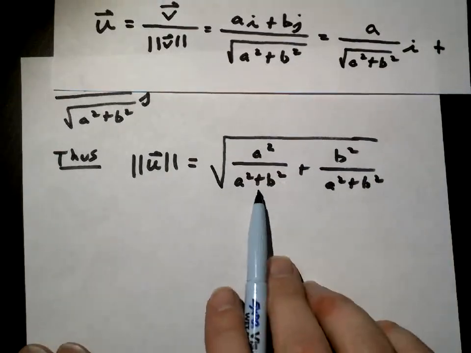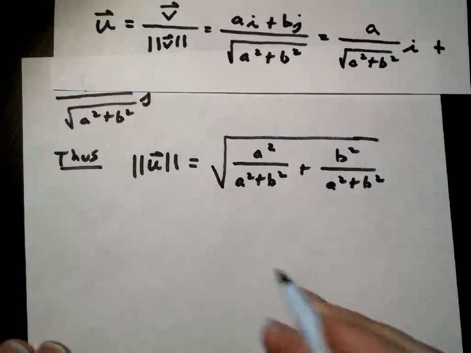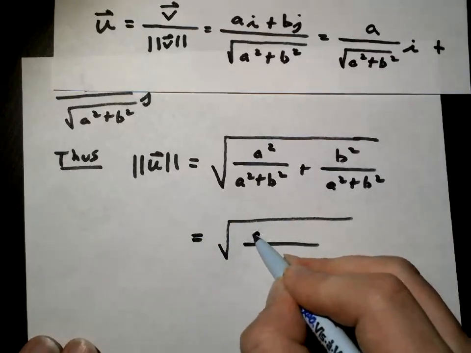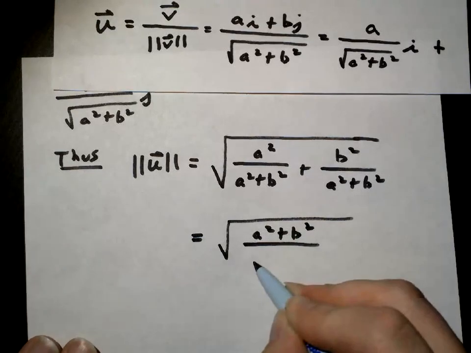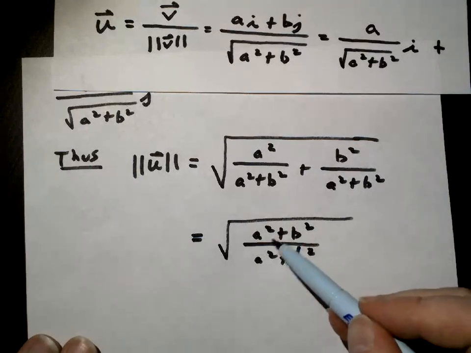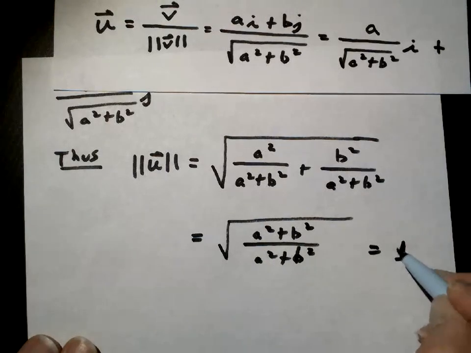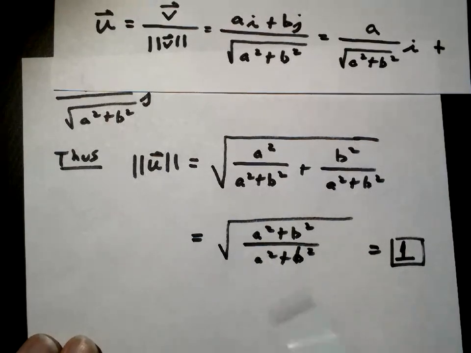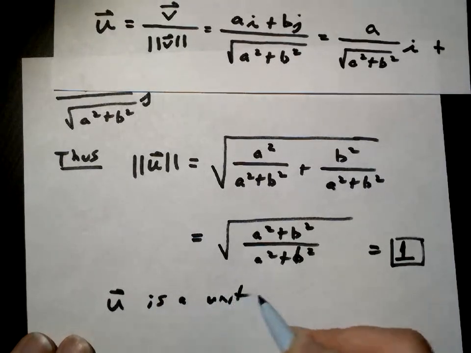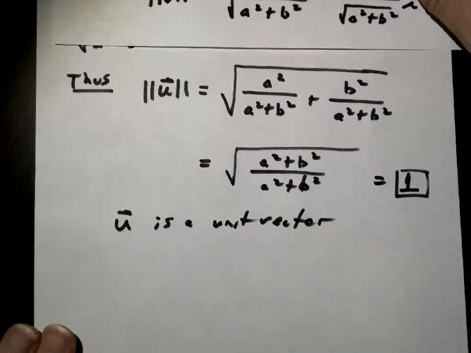Yes, we can. Since these have the same denominator now, we can combine them into one fraction. So if we do that, we have a squared plus b squared, over a squared plus b squared, because we can combine fractions here. Well, these are all squared. If you take the square root of that, you're just going to have a plain and simple 1. So this is what we call a unit vector. Okay, that's the definition of a unit vector.